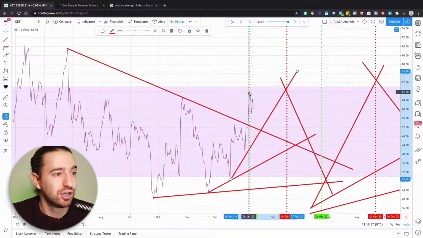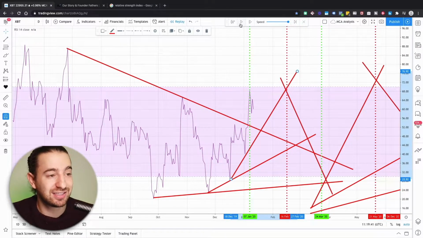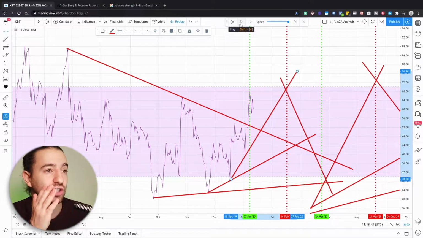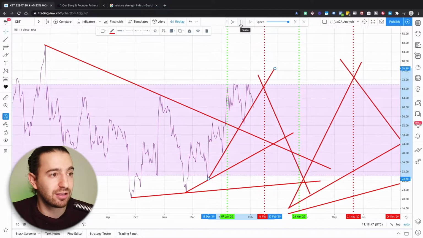So let's see what happens. So I've bought right here. Now we won't look at the price chart just yet because I want you to see how powerful this is just using the RSI tool. So I clicked play. It keeps going.